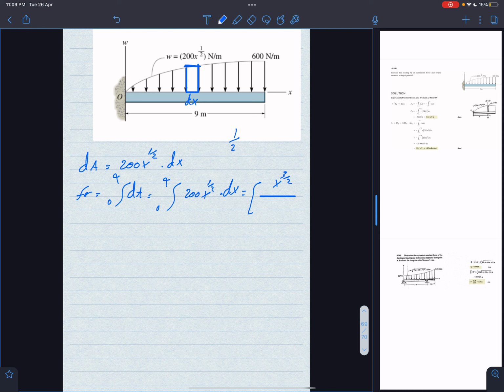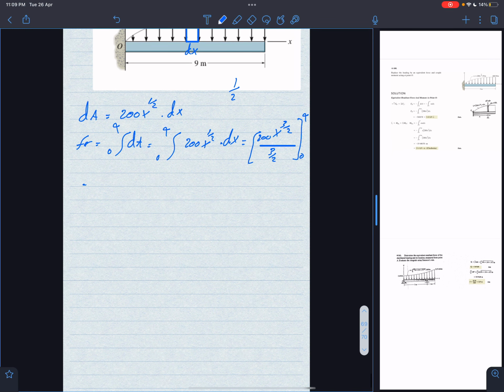From 0 to 9, now we substitute and we're going to end up with 200 times 9 to the power of 3 over 2 divided by 3 over 2. And in this case, we should get 200 times 9 to the power of 3 over 2 على 3 over 2. We should get 3,600 Newton, and of course this force is going to be going downwards.